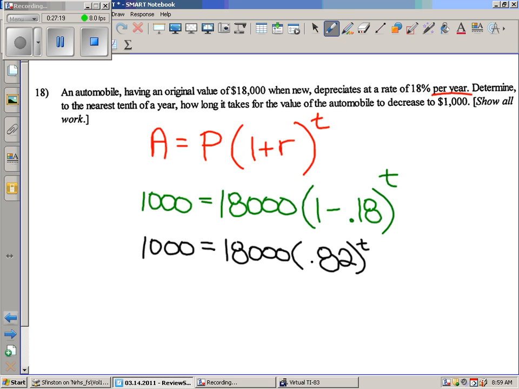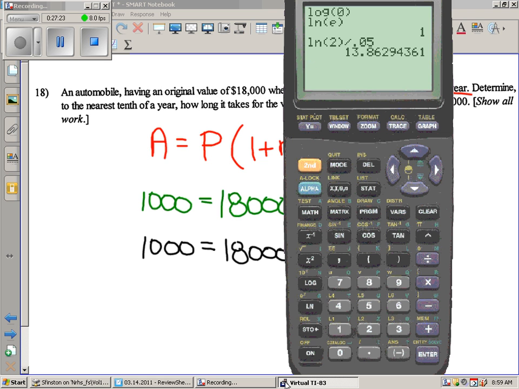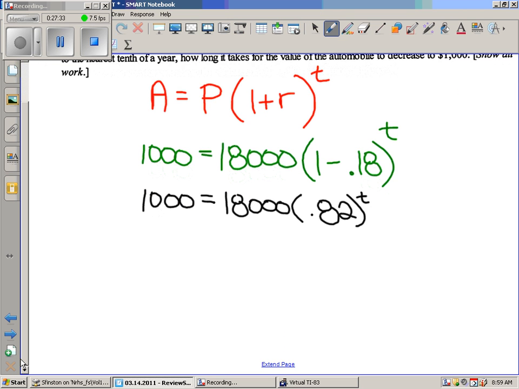What's 1,000 divided by 18,000? Let's see. Not that I don't trust you, Ben. 1,000 divided by 18,000. Oh, man, that's going to be annoying. You know what? Since I don't want to round, I'm going to leave it as a fraction because that didn't end. Rounding in the midst of your problem produces a really bad thing. It magnifies errors.